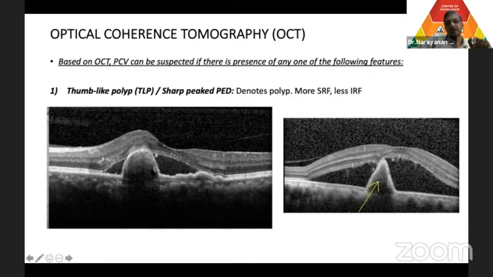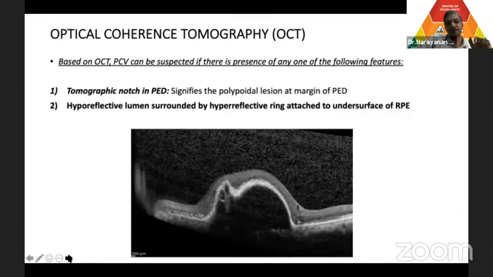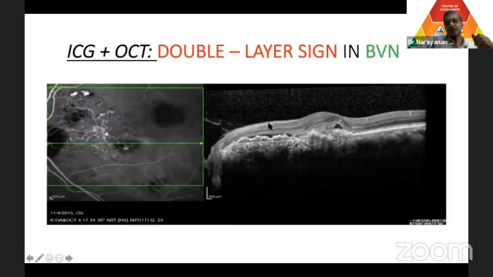If you see a thumb-like PED or sharp PED, it may signify PCV. Other OCT diagnostic tools for PCV include a notched PED or even a double layer sign, which corresponds to the branching vascular network. Why is this important? Because PCV, one, can bleed. Two, it may sometimes need treatment other than anti-VEGF.